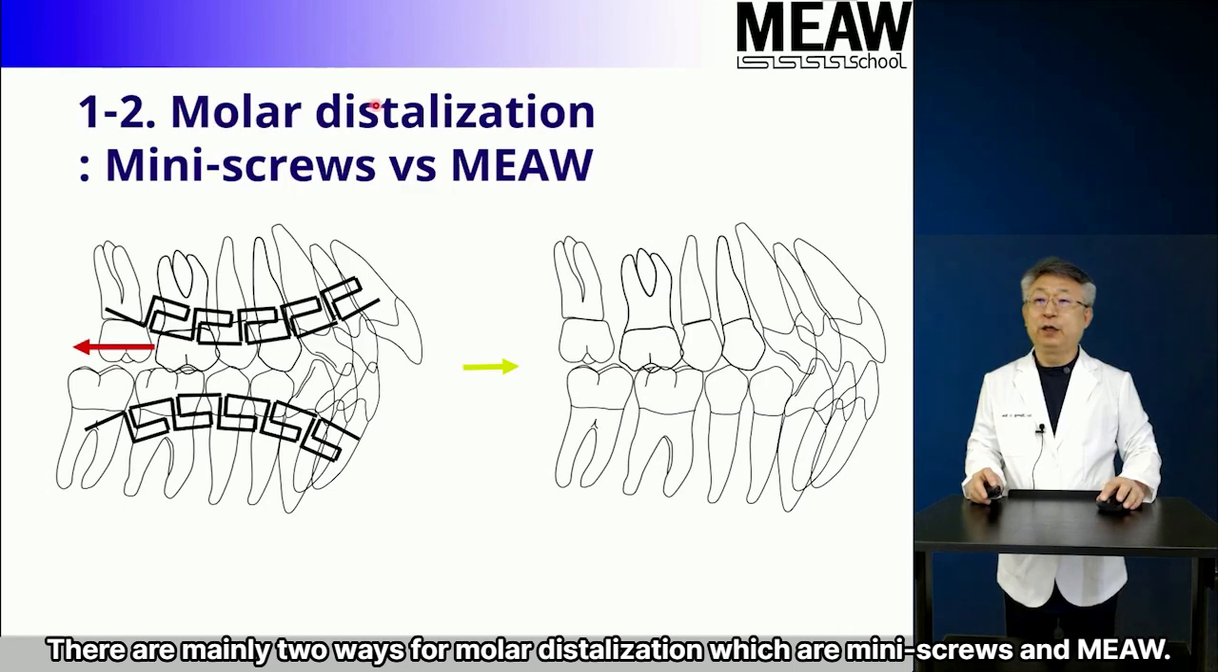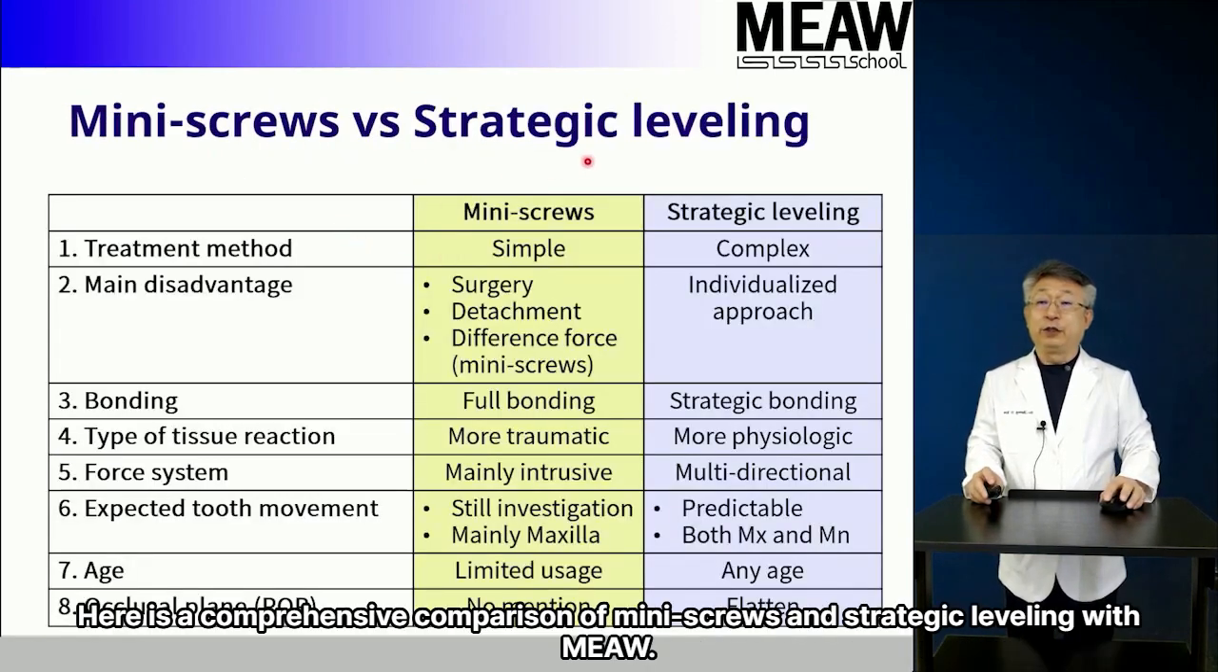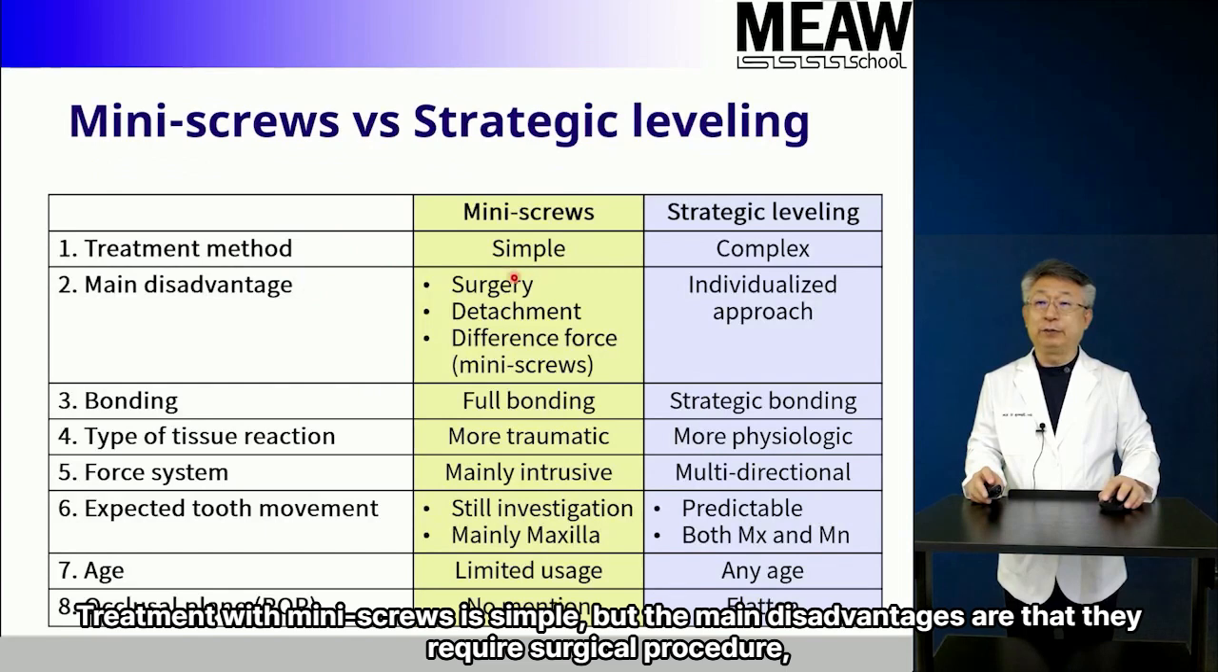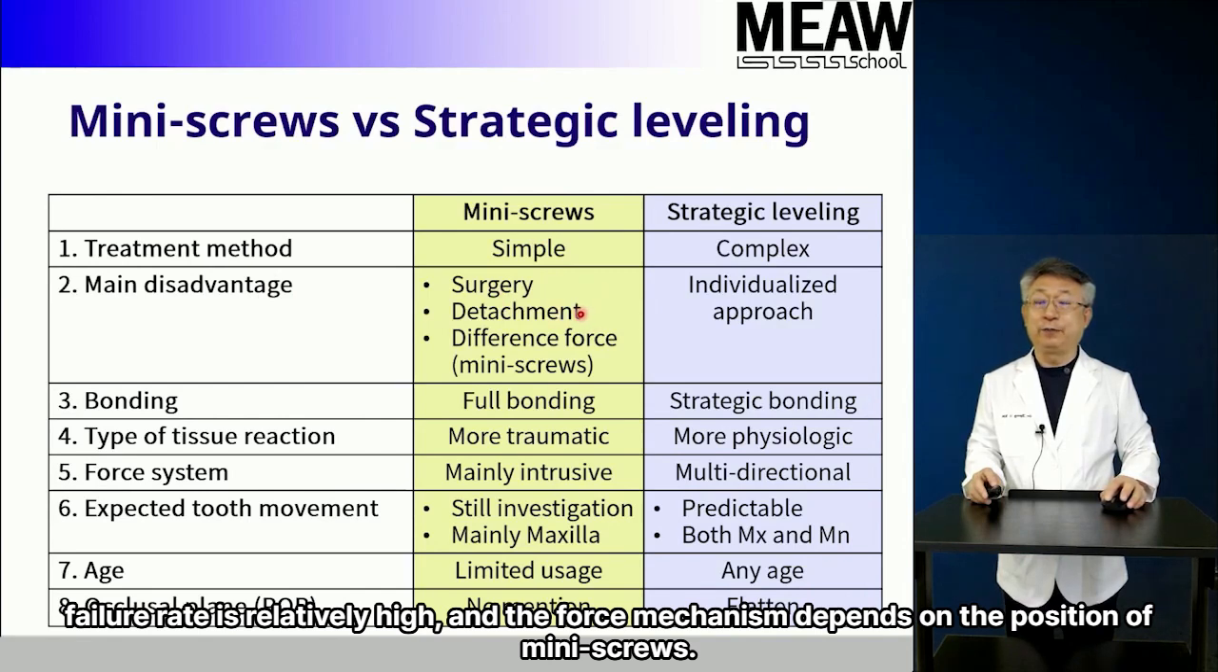There are mainly 2 ways for molar distalization, which are mini-screws and MEAW. Here is a comprehensive comparison of mini-screws and strategic leveling with MEAW. Treatment with mini-screws is simple, but the main disadvantages are that they require surgical procedure. Failure rate is relatively high, and the force mechanism depends on the position of mini-screws.